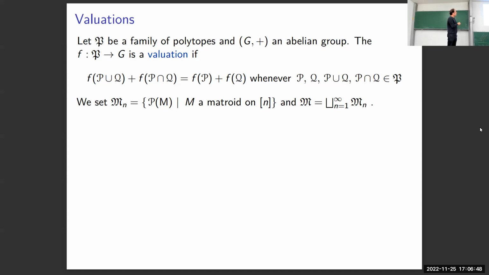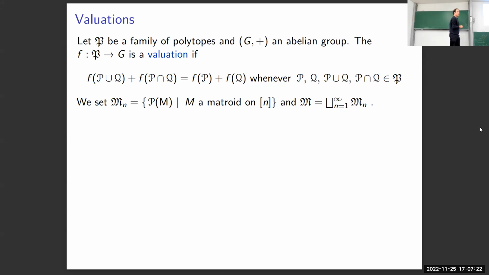So let's consider a family of polytopes and some nice abelian group, then a map from this family to the group, transferring the geometric information into algebraic information, which is called valuation. You take your map for the union of these two polytopes, and also for the intersection, and it gives you back what happens on the polytope or the sum of the two polytopes. And of course, this only makes sense if this union is in this class again, or again a polytope.